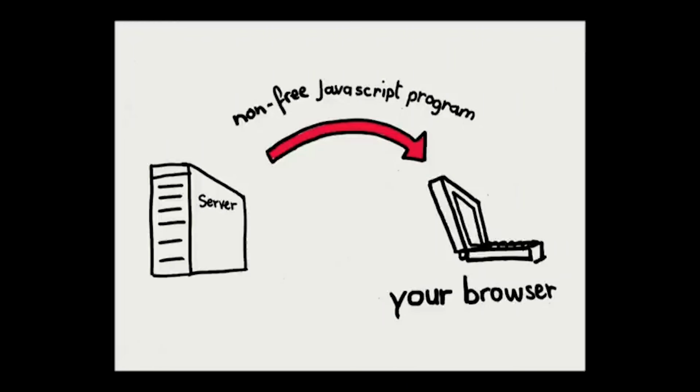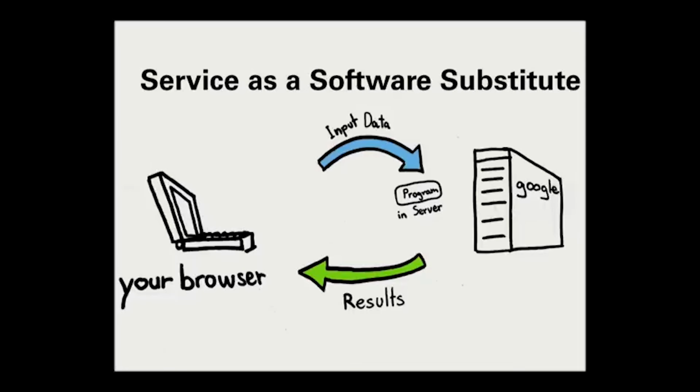Then many websites send non-free programs written in JavaScript to the user's browser. If you don't want to run non-free programs, you should install LibreJS, which keeps out non-free JavaScript. And sometimes servers will offer to do your computing. They say, send us all your data, obviously for suckers. Then the server does the computing and sends you back the results. But you're not supposed to think about what's happening because it's a cloud and you don't see what's going on. Well, you should look. It's a service as a software substitute, and it takes away control of your computing.